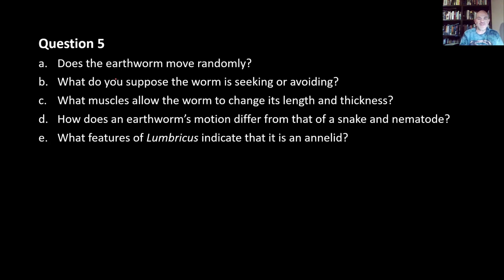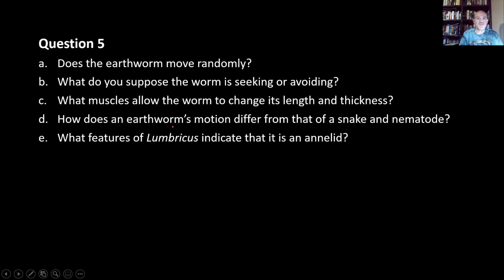And in this case, when you're watching the earthworm move, what do you think it is looking for as it's moving around? It seems to be twisting and going in one direction and moving the other. Maybe it's able to sense its surroundings, looking for a moist habitat to go into, because the earthworm can dry up if it remains outside too long. What muscles allow the worm to change its length and thickness? So the length changes with the longitudinal muscles, and the thickness is the circular muscles that push on the fluid.